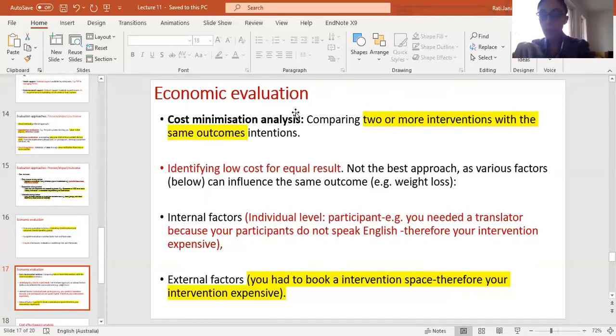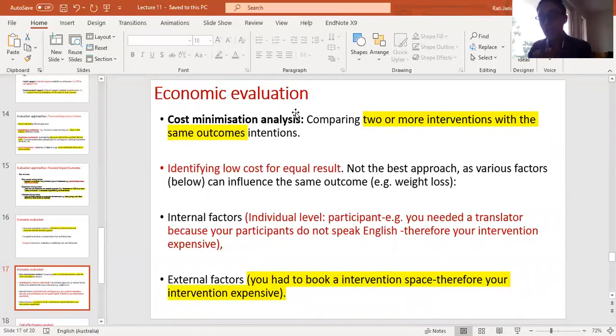All right. So for instance, why is this not very popularly accepted now as the best approach for economic evaluation? It is because there are a lot of internal and external factors which can impact and influence an intervention. For instance, you may be doing the same intervention as someone else, but maybe you are doing it on, say, Middle Eastern women.